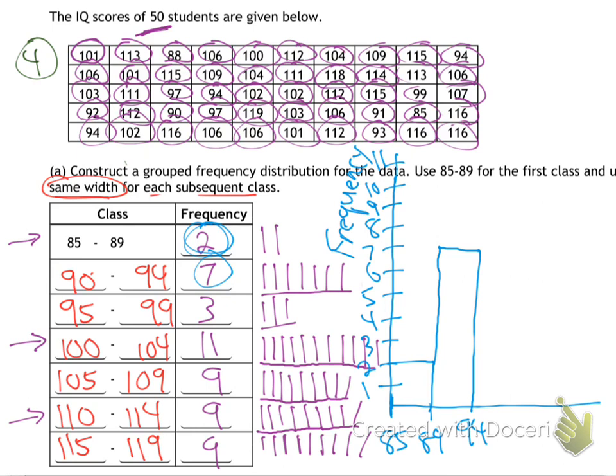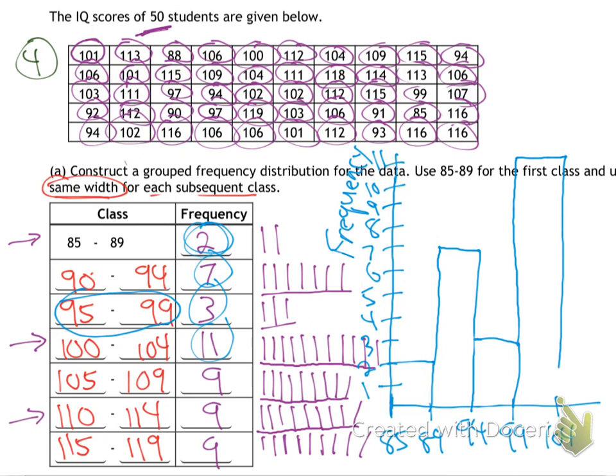So the next bar, the 95 to 99 category, comes to a height of 3. So right there at a height of 3. Etc. Well, I'll do one more. Next one, which goes out to 104. That one will come up to 11. That's the biggest bar, huh? I go dot, dot, dot.